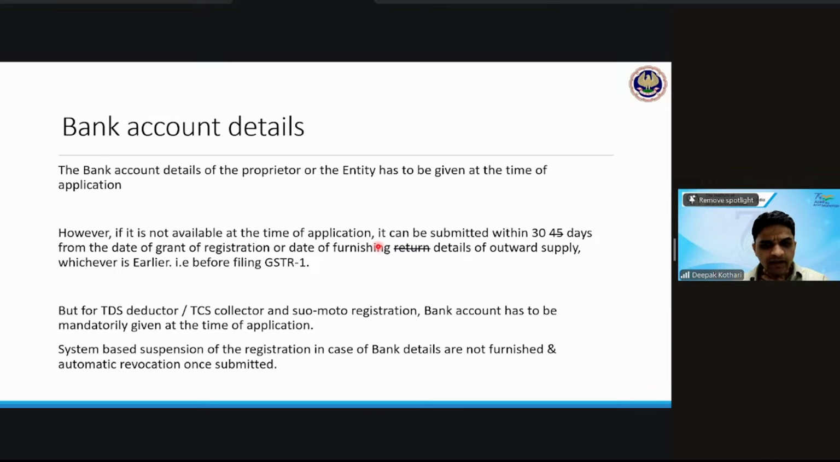Apart from this, if bank data is not provided, is there any penalty? No penalty. Your registration will be suspended. That itself is a big penalty. No penal penalties will be levied.